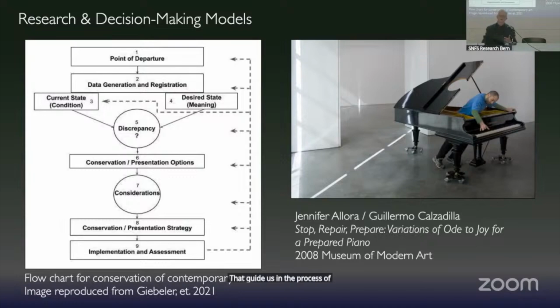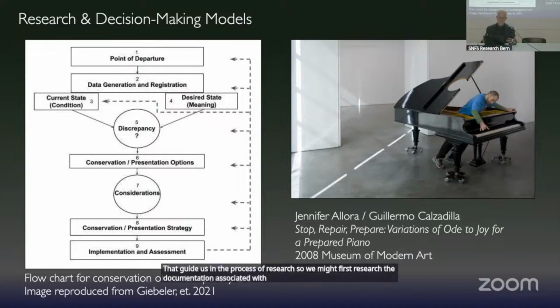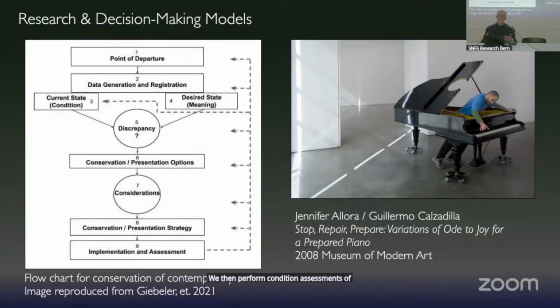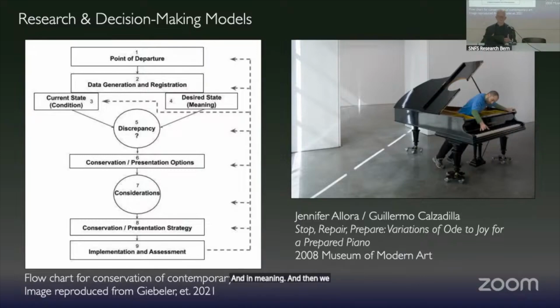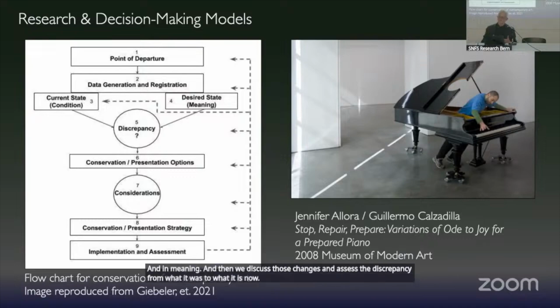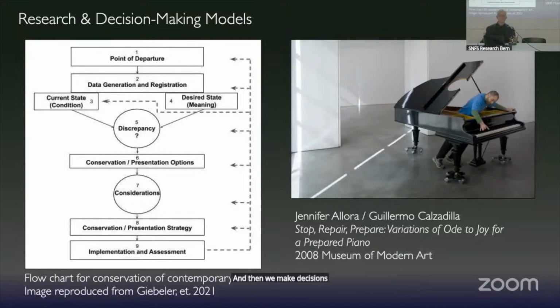research. So we might first research the documentation associated with the conservation object. We then perform condition assessments of the objects. We look at the changes over time in materiality and in meaning. And then we discuss those changes and assess the discrepancy from what it was to what it is now. And then we make decisions about what we should do. Should we intervene? Should we not intervene? And we're very consumed by documentation at every step of the way.